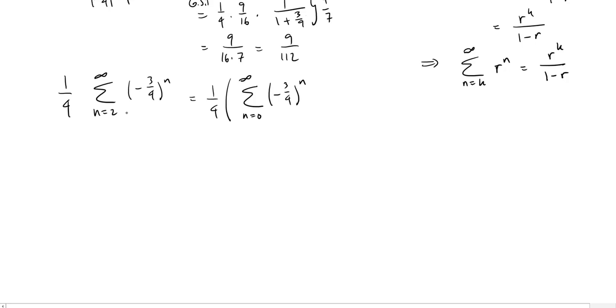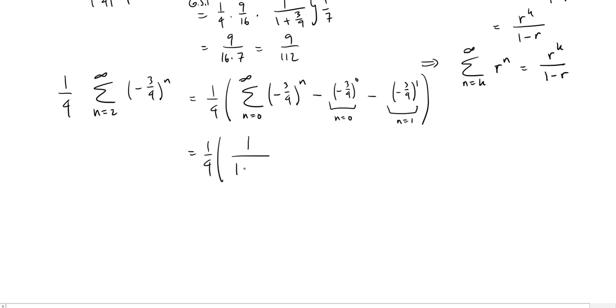So if you add too much, well, you better get rid of it. So let's subtract, first the n equals 0, and then the n equals 1 case. Those are the extra cases we just put in. So when n equals 0, we get negative 3/4 to the 0. And when n equals 1, we get negative 3/4 to the 1. Okay, so if we handle it this way, this first piece is exactly what we had above. This is a geometric series. This is 1 over 1 minus negative 3/4. Then we have minus, well, negative 3/4 to the 0 is 1, minus negative 3/4 is plus 3/4.